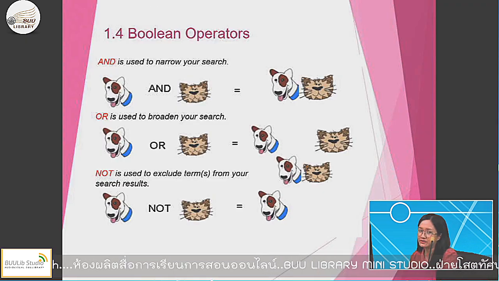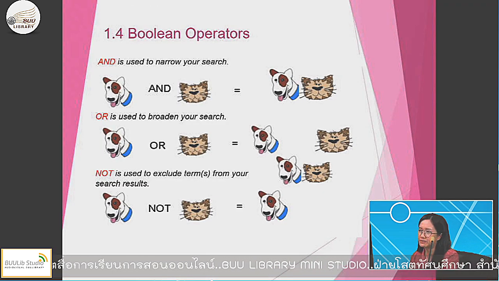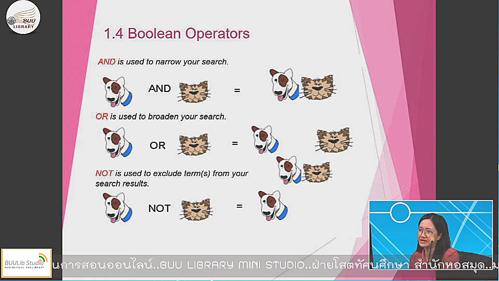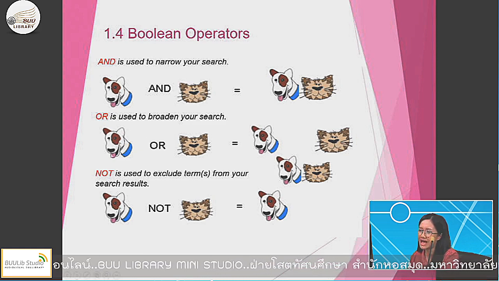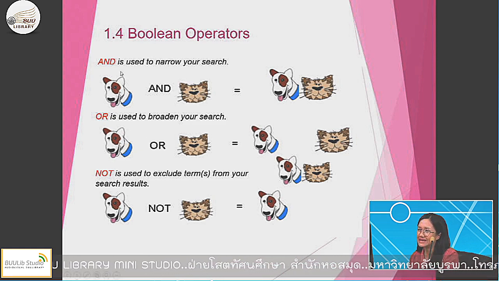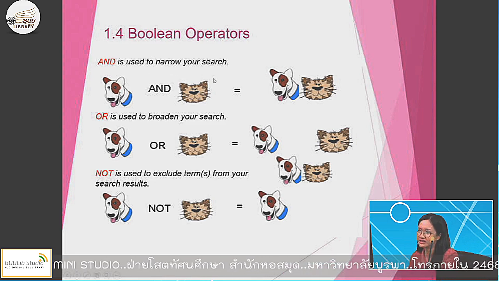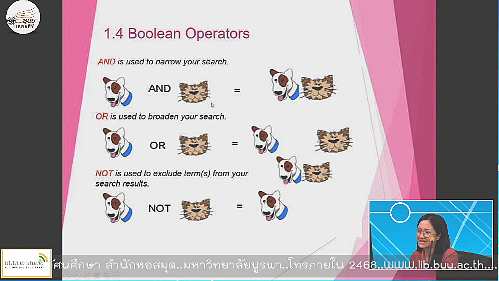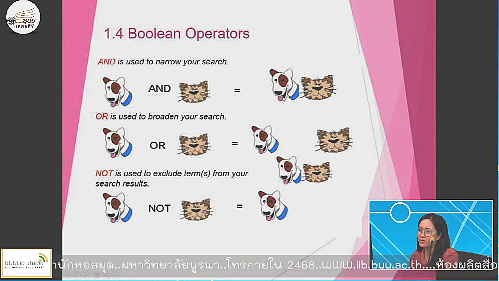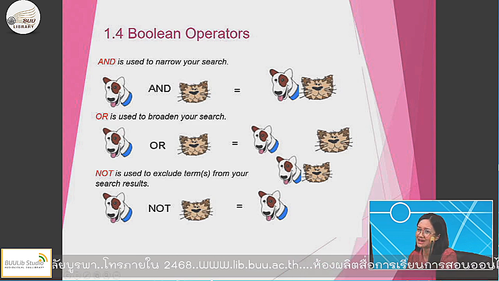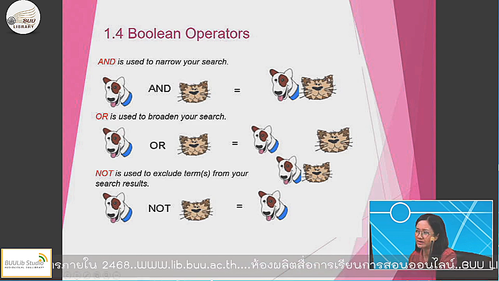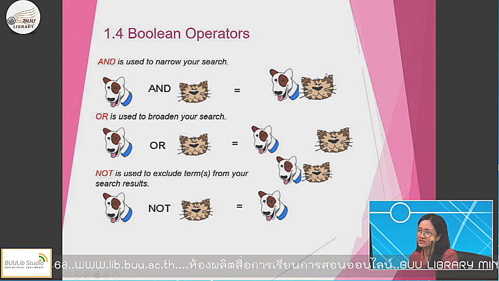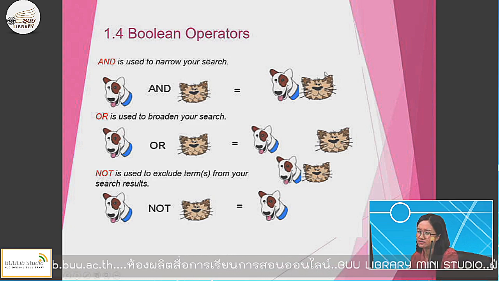I will show you an example of using the Boolean operators AND, OR, and NOT. AND is used to narrow your search, for example using dog AND cat. The result will show both dog and cat, maybe in the same title, or it should have both keywords in that title.